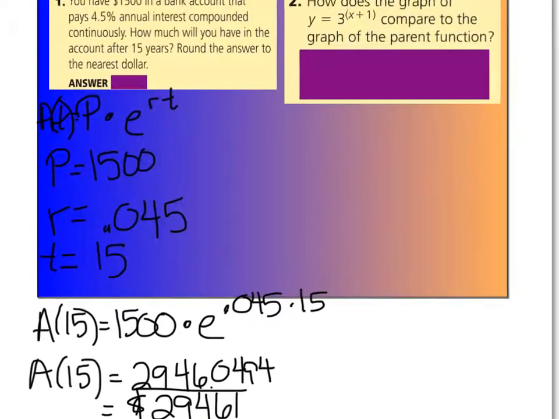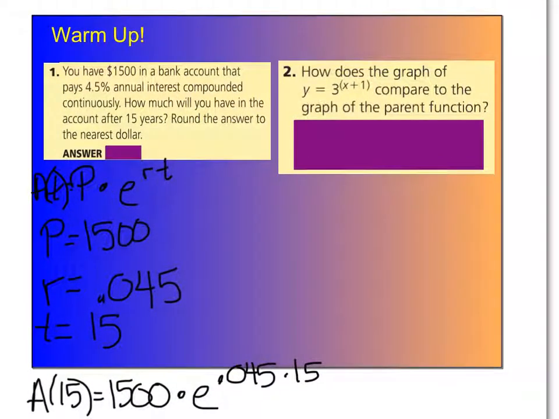The second question said, how does the graph of y equals 3 to the x plus 1 compare to the graph of the parent function? Well, remember, the base, which is this number since it's connected to the exponent, doesn't tell us anything. That's the parent function. So we look at the other numbers in the problem, and in this case, there only happens to be a 1.